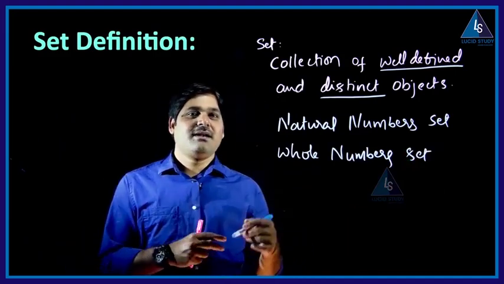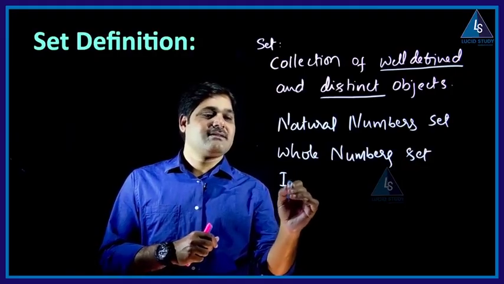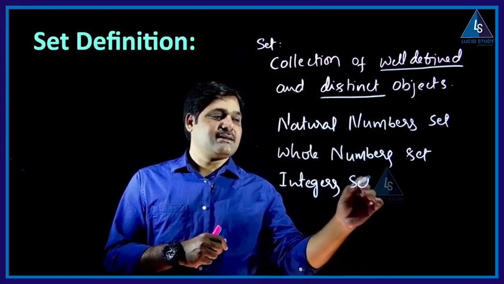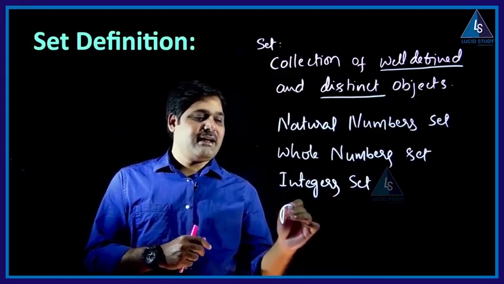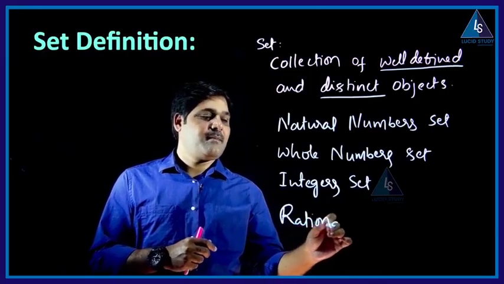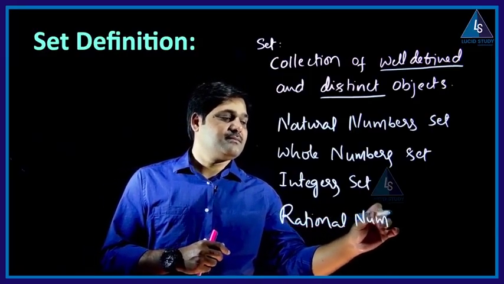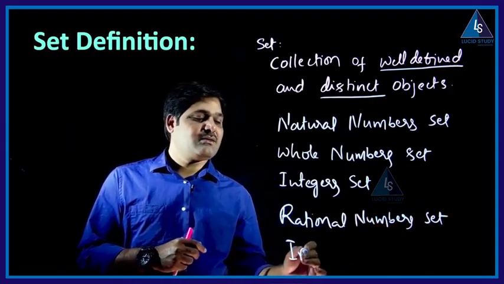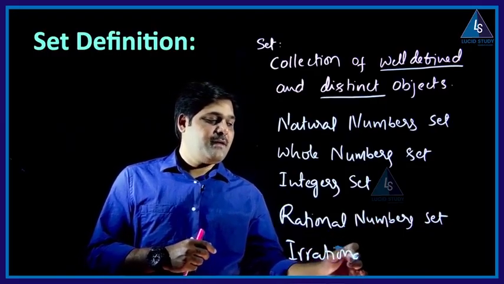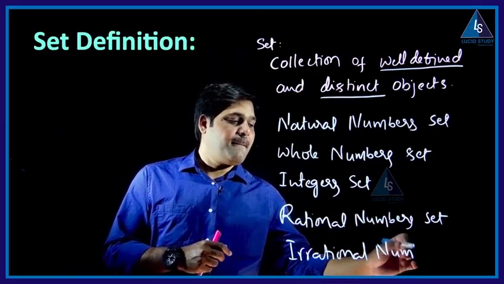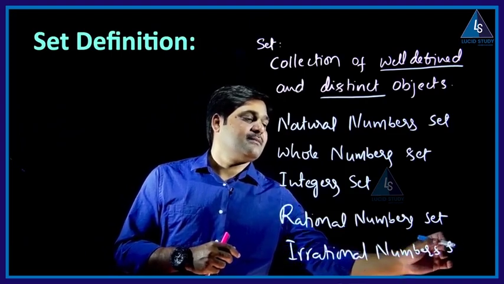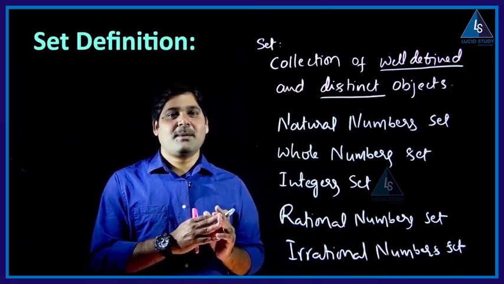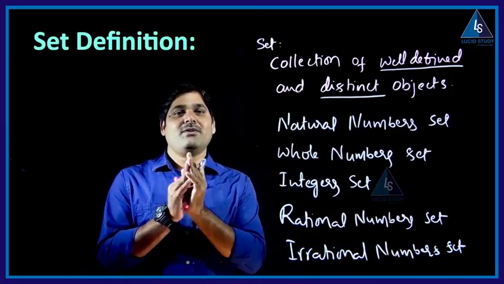Next, the set of integers is also a set. Rational numbers are also a set. Similarly, irrational numbers are also a set. So we can give many examples in mathematics, and we can give real world examples also.